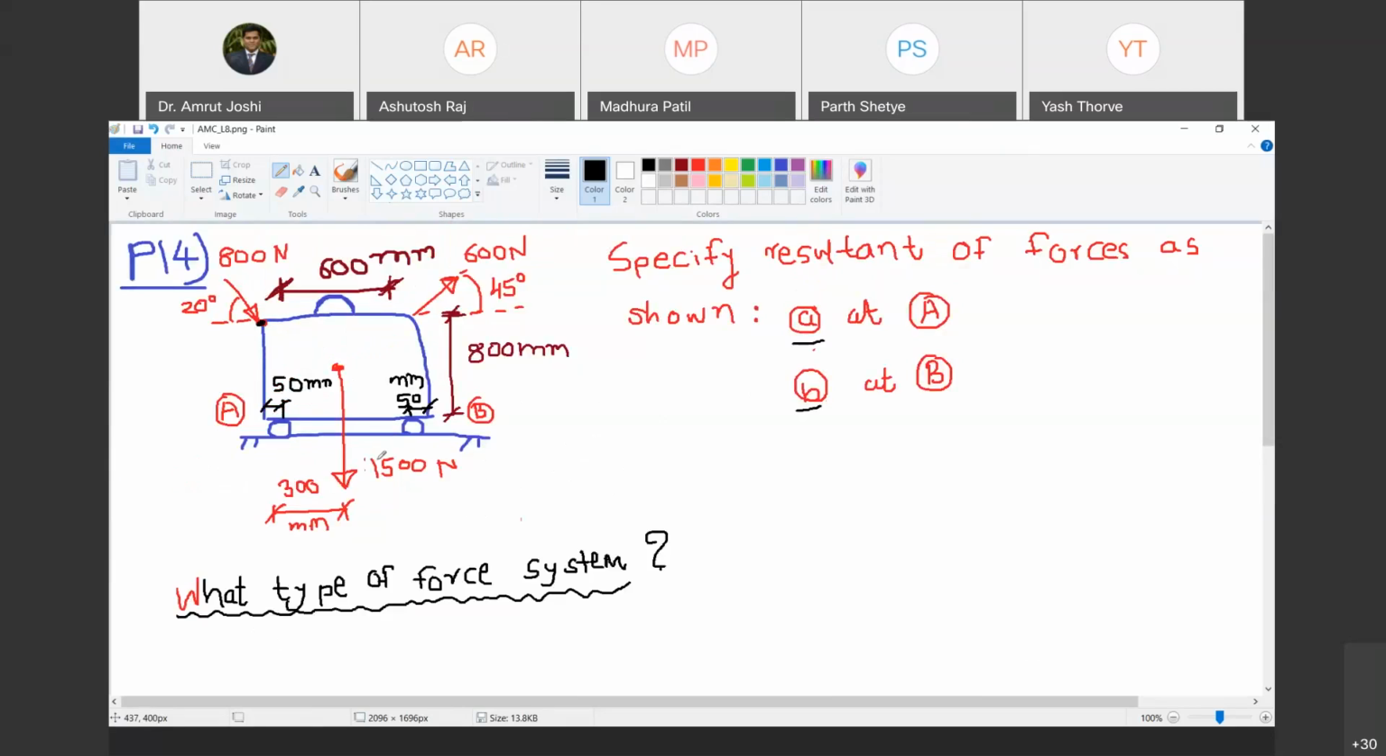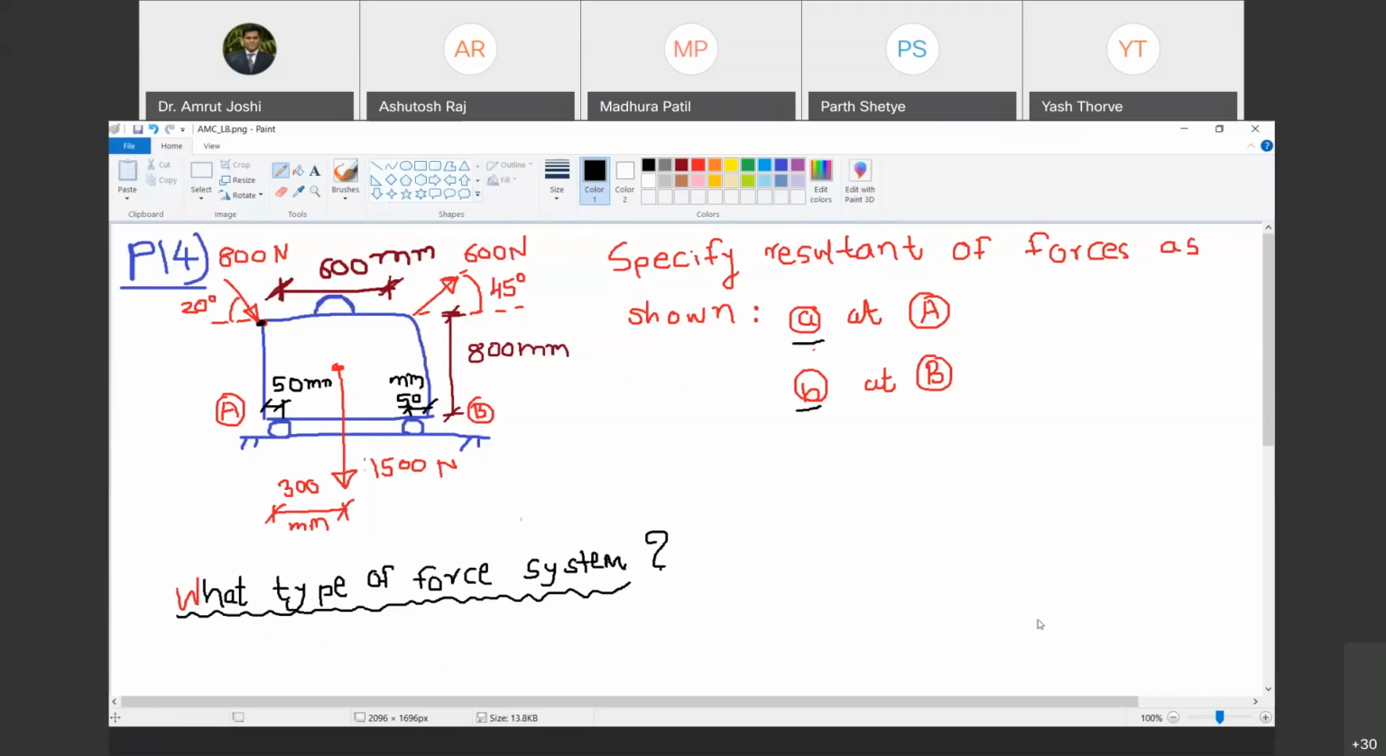Ashutosh? Ashutosh Raj, can you unmute yourself? This is not going to work. Anmol, can you unmute yourself?